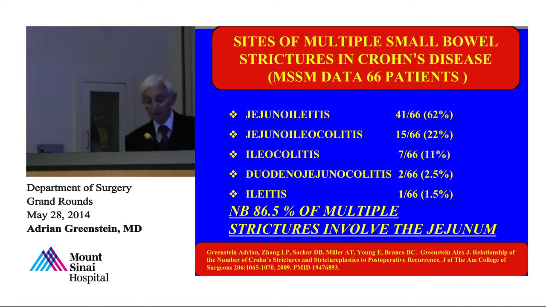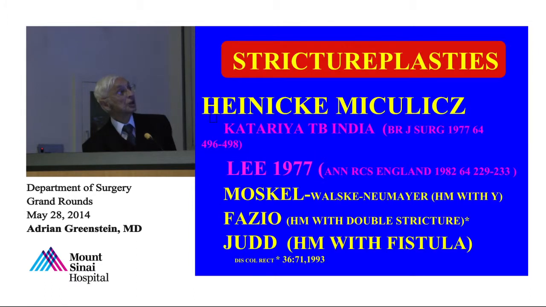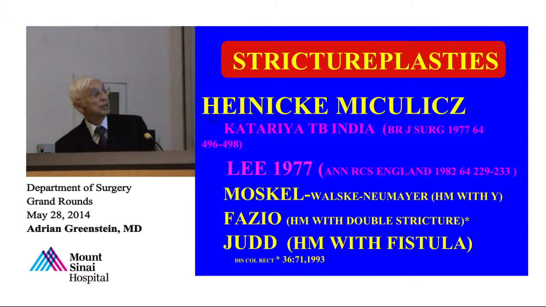Now, the basic types of strictureplasty which we do for these multiple strictures are Heinecke-Mikulicz, Finney, and Michelassi. Looking at the Heinecke-Mikulicz strictureplasties, the Indian ones done in India for tuberculosis in 1977 by Katariya. In 1977, Lee did the first ones in England, and then Moskel described one with a double Y at the dilated segment of bowel. Fazio described a double stricture strictureplasty, and Judd described one with fistulas. You can actually do this with fistulas provided that you resect the fistula.